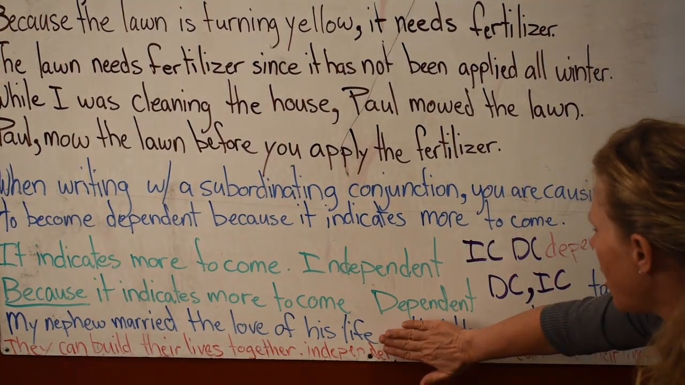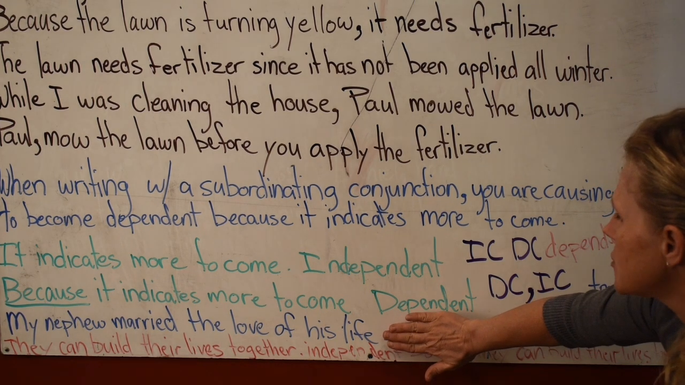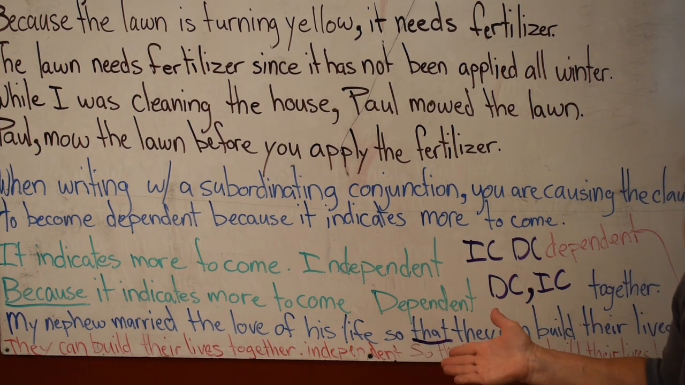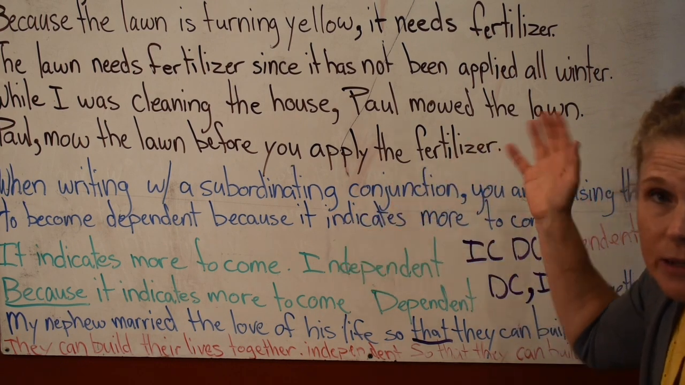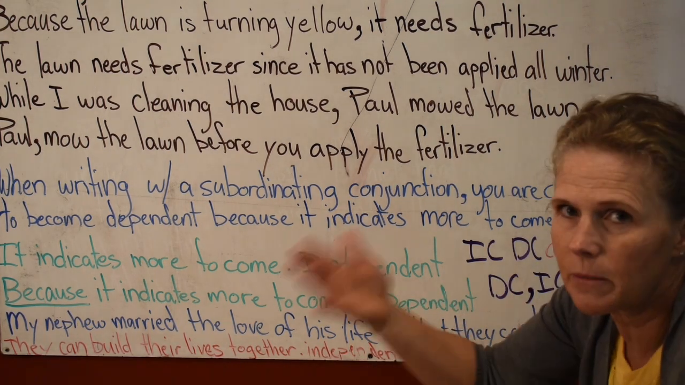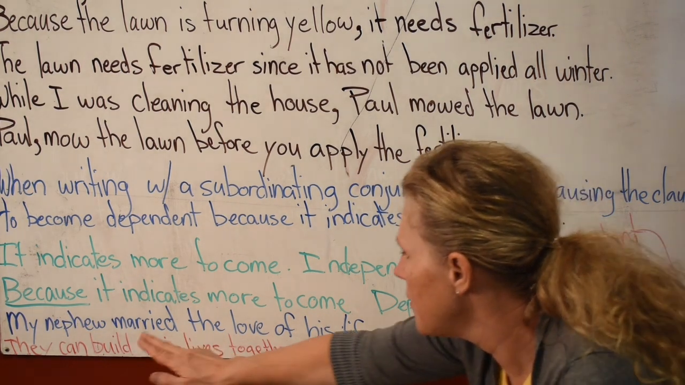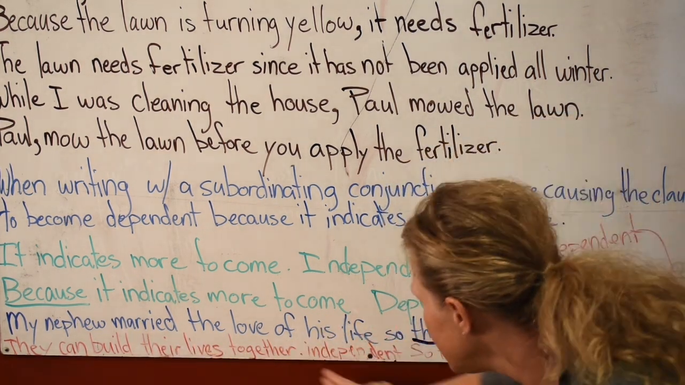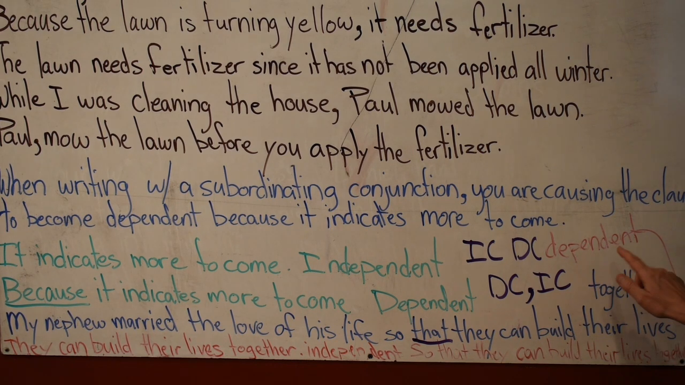If we took off the "so that," this is independent. But we can't take off "so that" right off the bat, because then you have issues with independence and commas. So it creates something else if we just take it out. But if you just have "they can build their lives together," period, it is an independent clause. But if you have "so that they can build their lives together," that is a dependent clause.